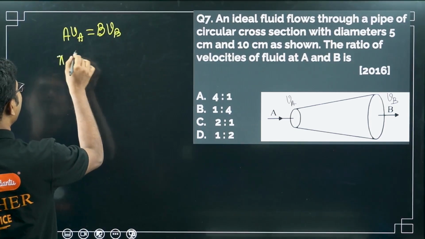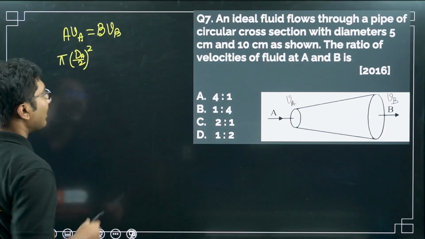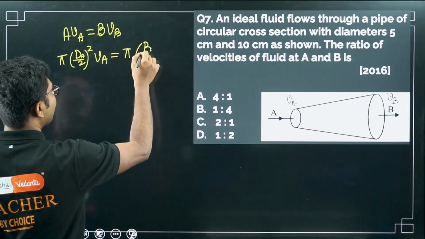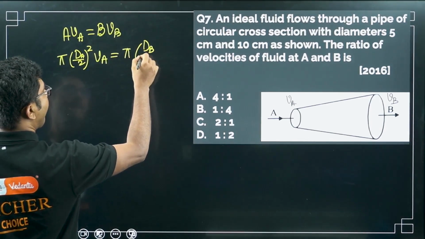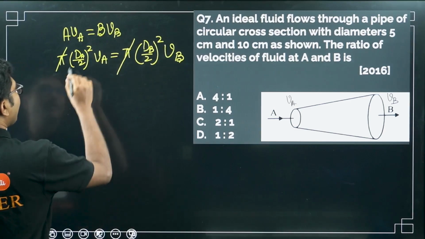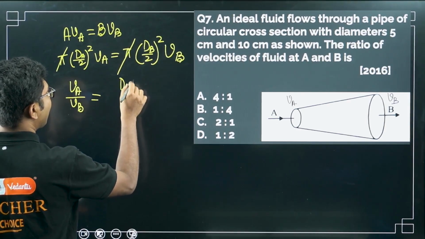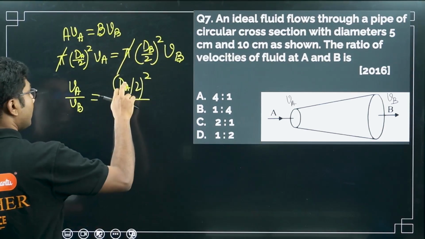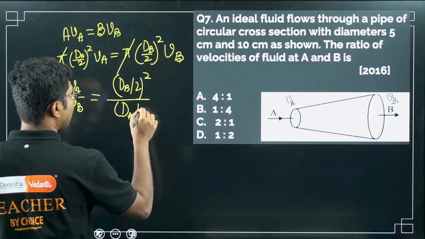What is area A? Area A is pi r square. Here r is diameter DA by 2, whole square, right? Because diameters are given. But don't be afraid. Now it will be pi times diameter DB by 2 whole square, times VB. Okay, pi cancels. Now you can write VA by VB equals diameter DB by 2 whole square divided by diameter DA by 2 whole square.